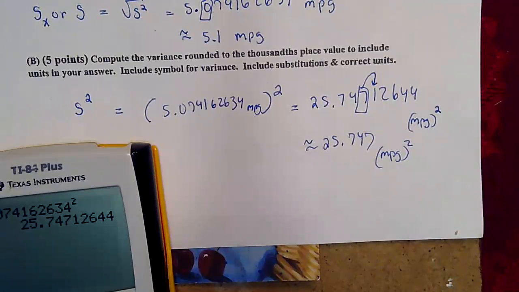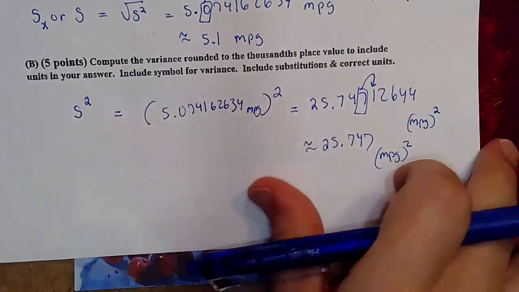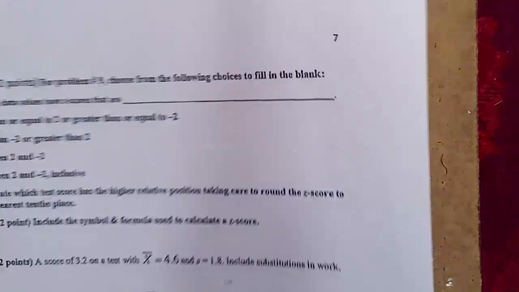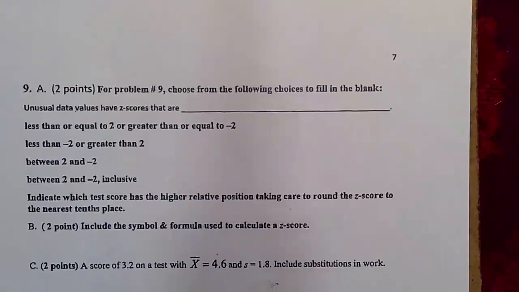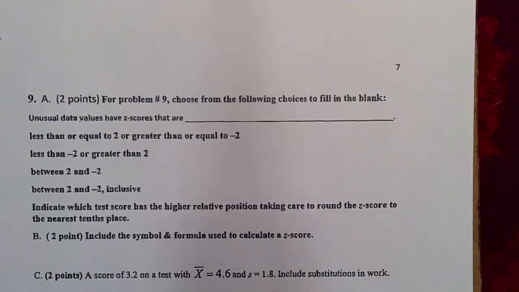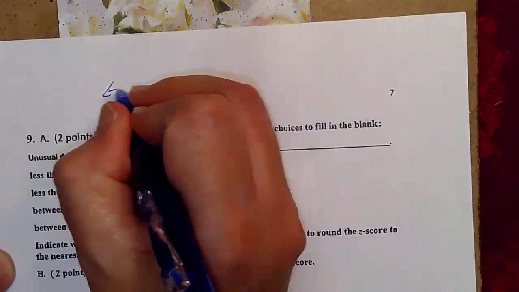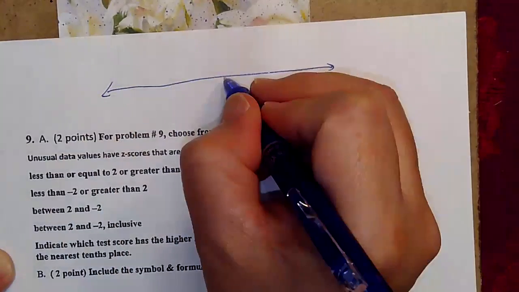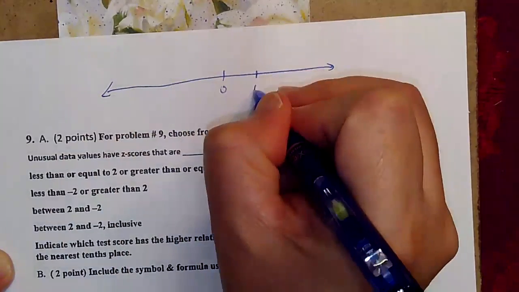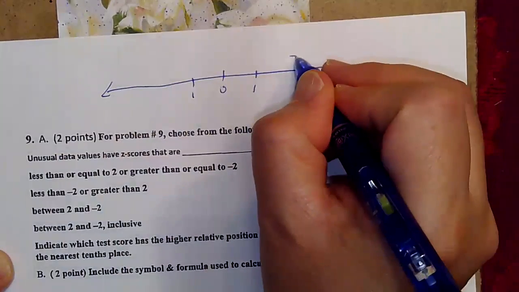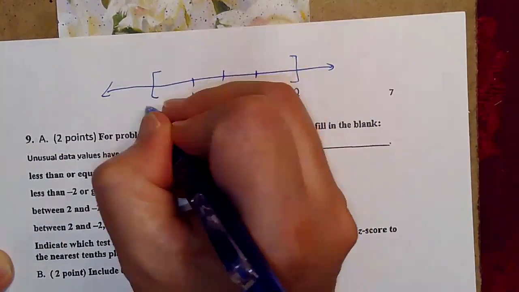Okay. We're almost done. Two more pages. So let's look at what page 7 says. So for this problem, choose from the following choices to fill in the blank. We're talking about unusual data values. Unusual data values have what kind of z-scores? Okay, so the picture's worth 1,000 words. So you might remember. Let me draw it from 0 to 2 to -2. That's what I had in my notes.